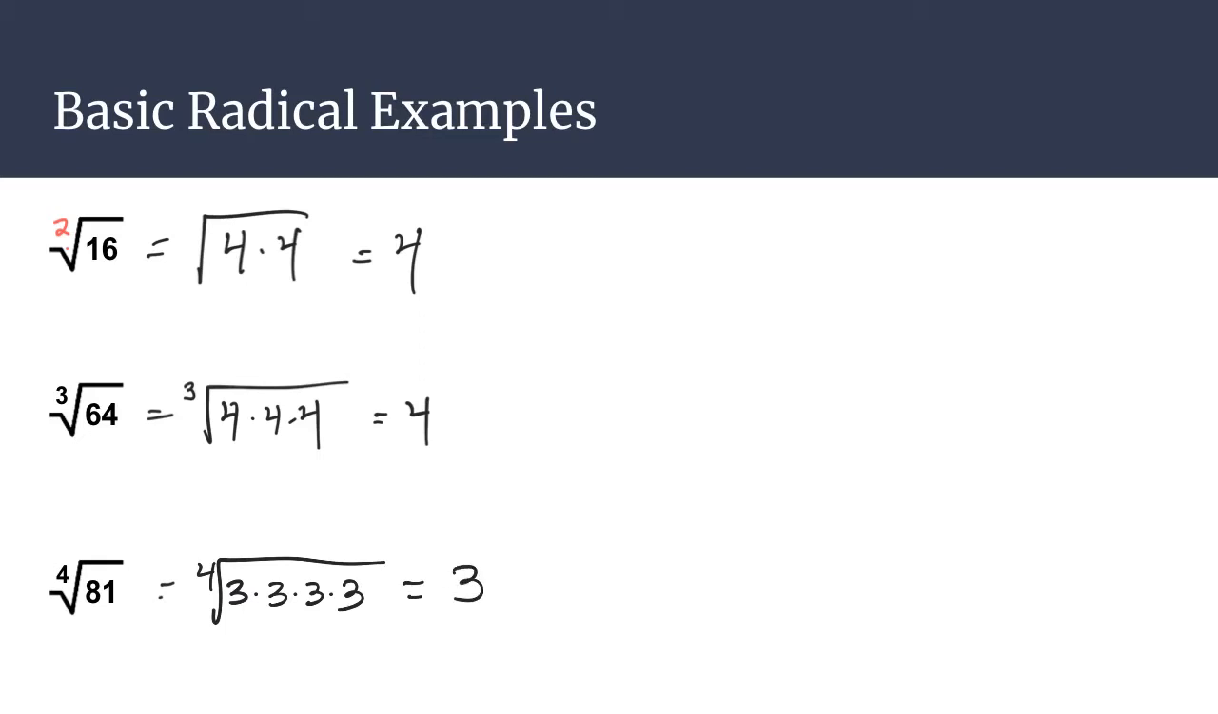So as you can see, if you have a square root, then you're looking for 2 of the same number inside to equal the one on the outside. If you have a cubed root, then you're looking for 3 of those to be equal to the one on the outside. And a 4th root, you're looking for 4 of them. So 4 3s multiplied to 81. So that's why the 4th root is equal to 3.